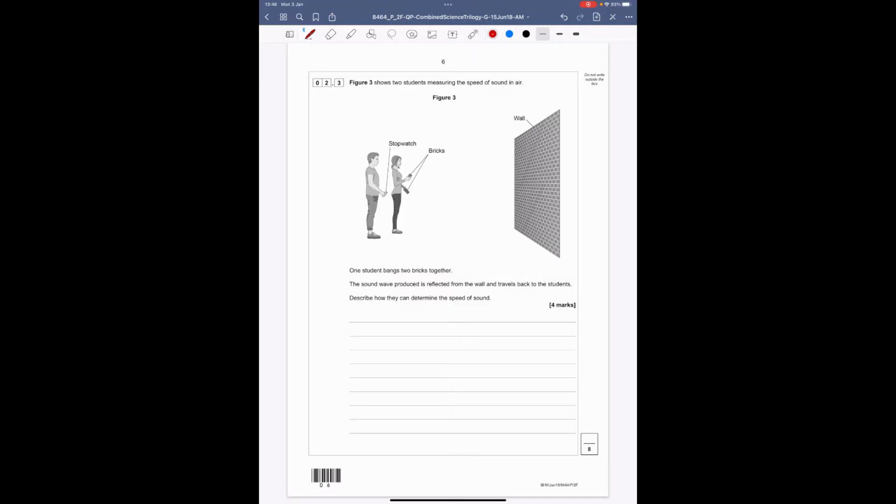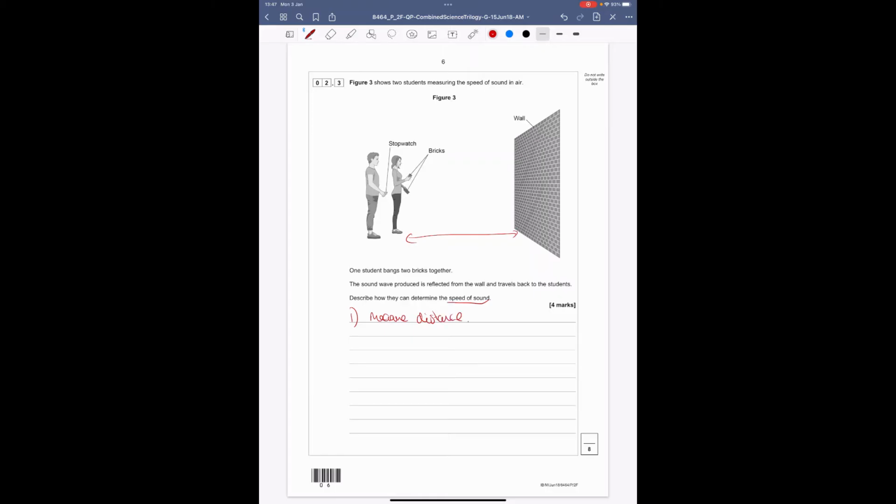Figure 3 shows 2 students measuring the speed of sound in air. One student bangs the bricks together. The sound is produced and it's reflected from the wall and travels back to the students. Describe how they could determine the speed of sound. So, they've got the wall, they've got the bricks, they've got a stopwatch. So what could they do? Well, the first thing they need to do is know the distance between themselves and the wall. So, measure distance.